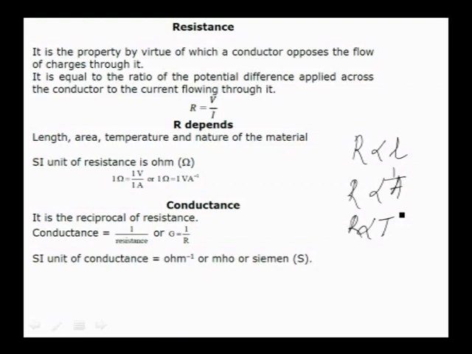The SI unit of resistance is ohm. The definition of 1 ohm is equal to 1 volt per ampere. The reciprocal of resistance we refer to as conductance, that is G is equal to 1 by R, the reciprocal of the resistance. The SI unit is per ohm or Siemens. These are the two units used for the measurement of conductance.